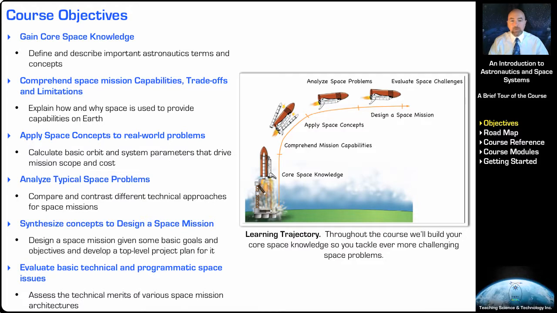This will set you up to comprehend some of the inherent capabilities, trade-offs, and limitations of space systems. From this foundation, we'll prepare you to apply these concepts to some real-world space problems, such as determining some of the fundamental orbit and system parameters that drive space mission scope and cost. These skills will enable you to analyze typical space problems, such as comparing and contrasting different technical approaches for a given mission. The ultimate objectives for this course are for you to be empowered to synthesize all of these concepts to develop the conceptual designs for a new space mission and be able to assess the technical merits of various ways of tackling them. Sound like quite a challenge? Well, don't worry. Just like a rocket going into orbit, we'll get there one stage at a time.